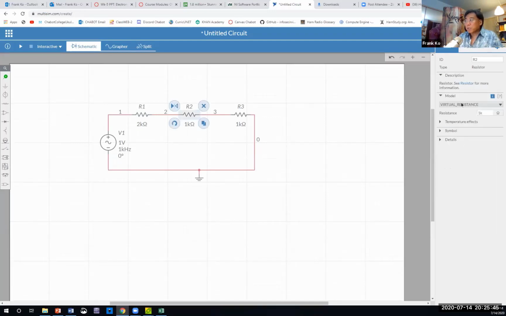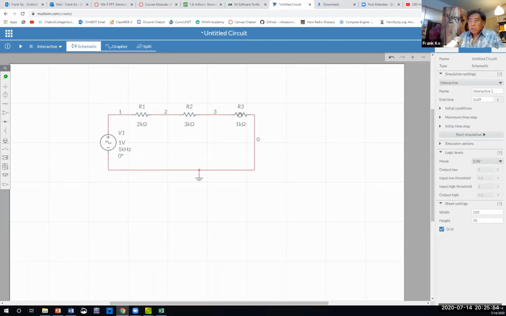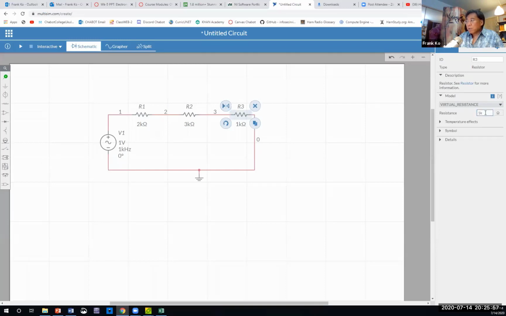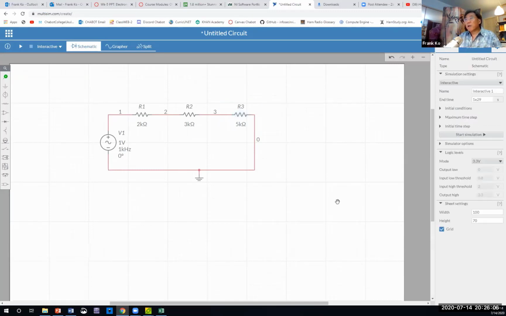R2, I'm going to double click this guy, come over here to the far right hand side, select the default value, type in 3K and deselect. Select the third one, select the default value, type 5 kilo and deselect. Confirm that I have 2 kilo, 5 kilo, 2 kilo, 3 kilo, and 5 kilo, as we did in the original schematic I presented to you.